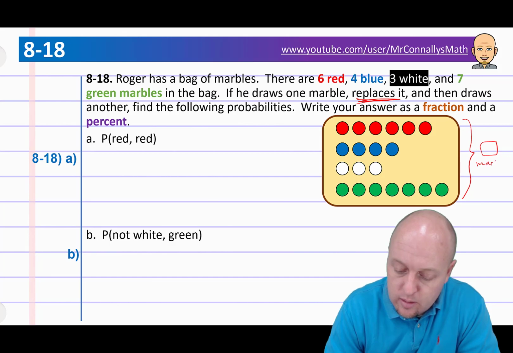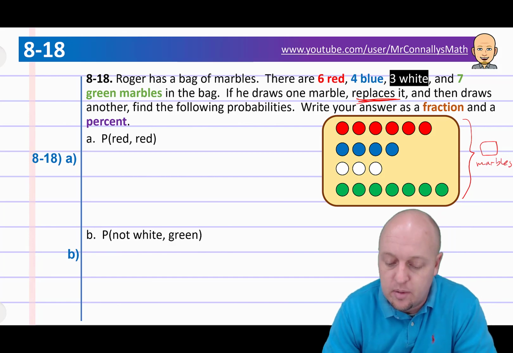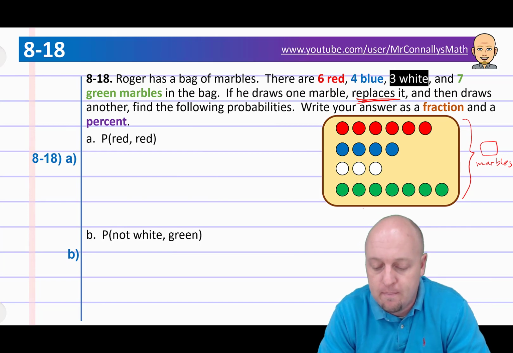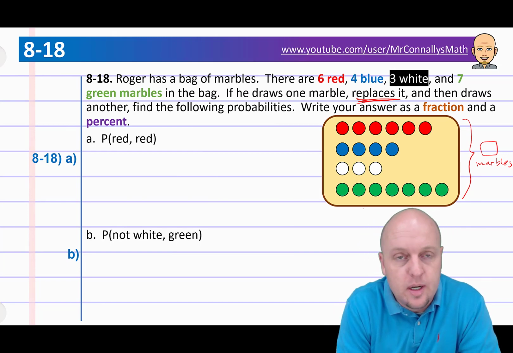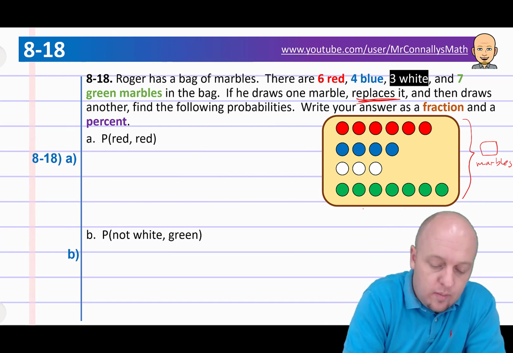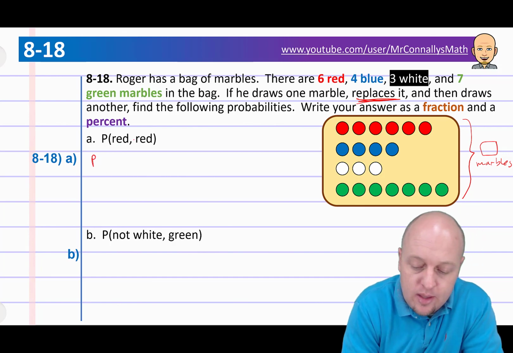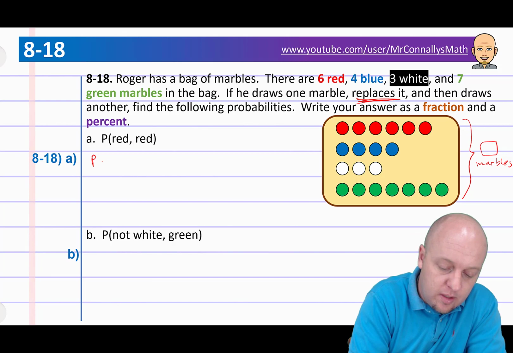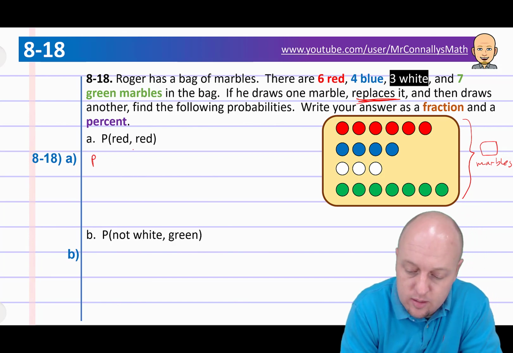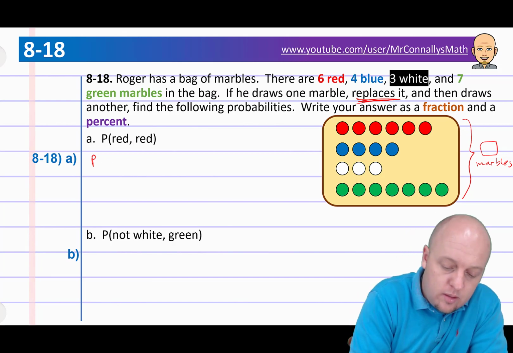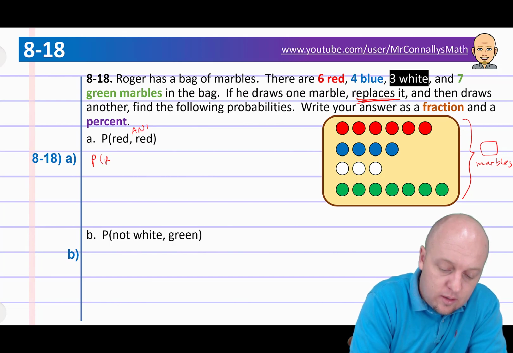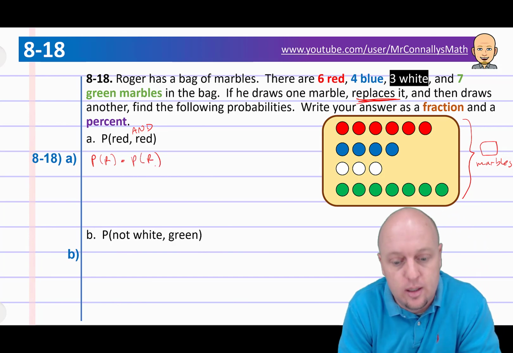Okay. So go ahead and count up all those marbles, put them in there. That's going to be our denominator. So what's the probability of getting red and then another red? So that's the probability of red and red. Since it's "and," we're going to multiply. So the probability of red times the probability of red.